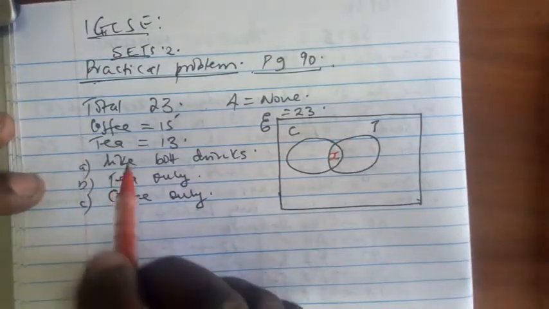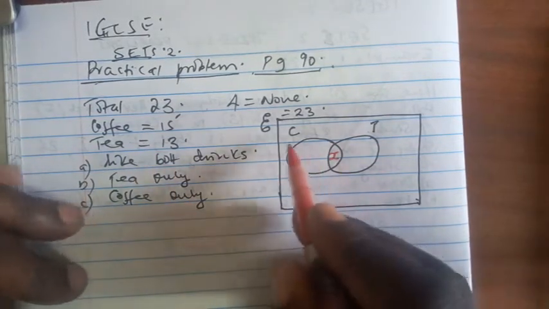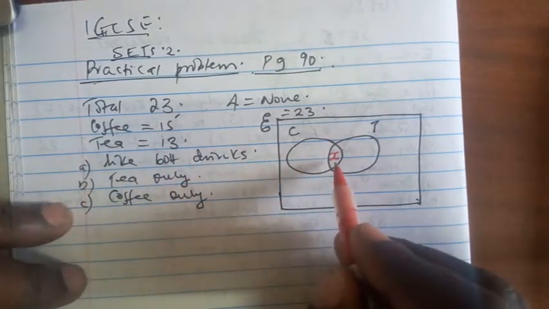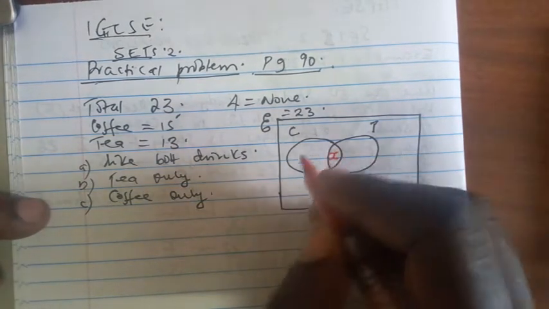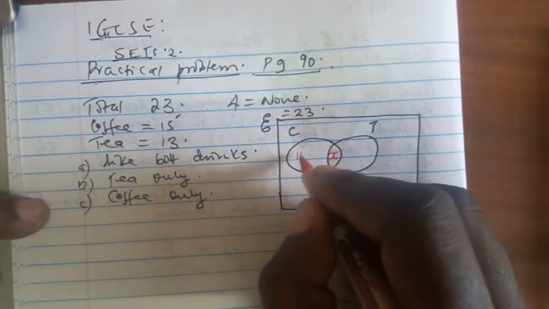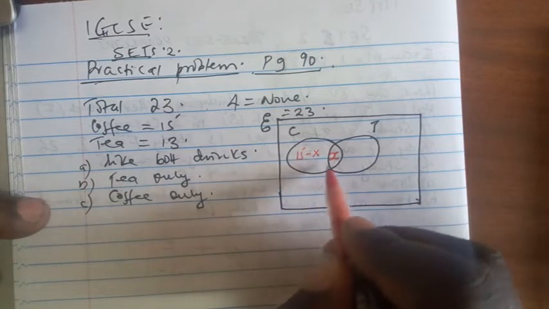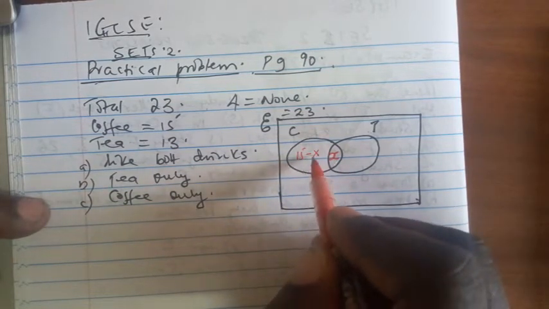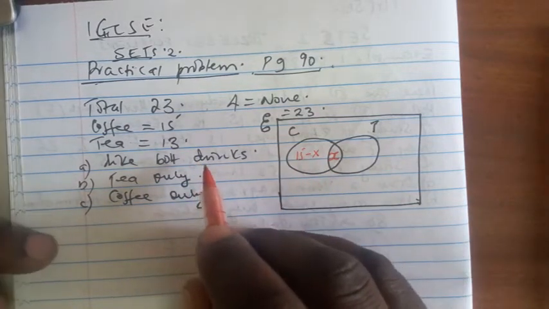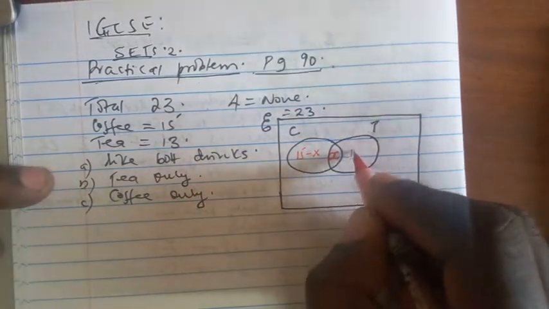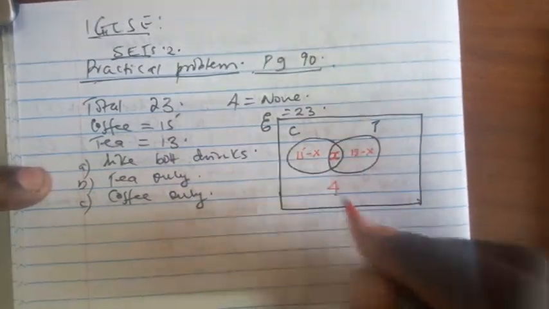As far as coffee is concerned, 15 like coffee. And if within the 15 who like coffee we already have X who like both, then outside that we have 15 minus X, because entirely the number of people who like coffee must be 15. So 15 minus X plus X remains 15. And 13 like tea, so in this particular part again, 13 minus X. But of course there are 4 who like none.